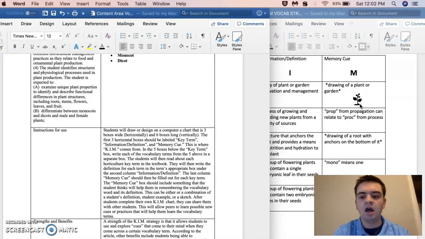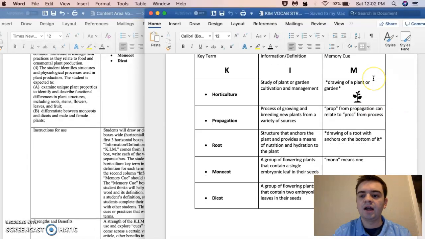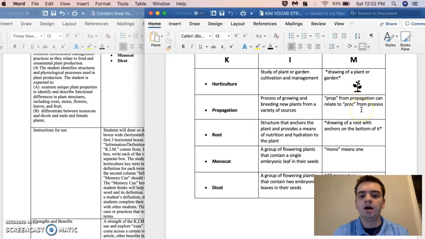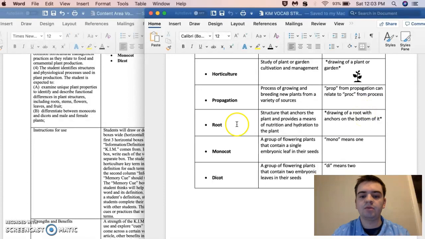This can be little word devices or easy memory devices that the students come up with, or it can be a quick sketch if they think that helps them the best. So like in the M memory cue, you can do a little drawing. If you think horticulture and you think of, oh, it's a garden or a plant, you can draw a little plant like that. Or propagation is a process of growing. So prop and process, those PRO sound the same. So I wrote down, like a student would write down, prop and process relate to each other in their sounds, so that'll help them remember.